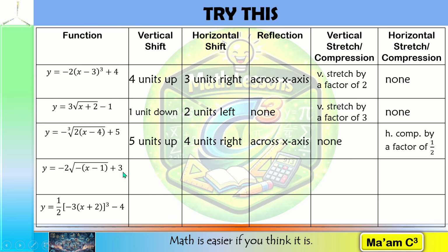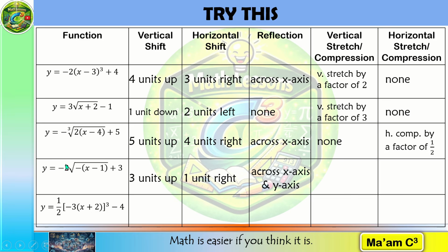Next one, we have positive 3 here, 3 units going up. We have 1 here, 1 unit to the right. For the reflection, we have a negative here and we also have a negative here. So across the x-axis and across the y-axis. Vertical stretch or compression, we have here 2. So vertical stretch by a factor of 2. Horizontal stretch or compression, there is only an invisible 1, so there is none.